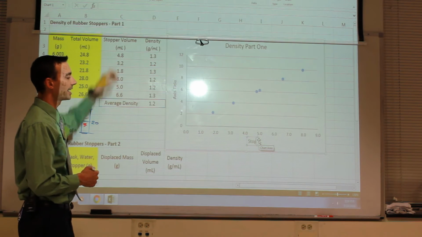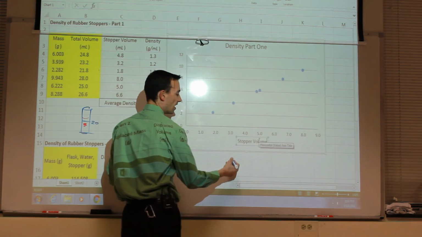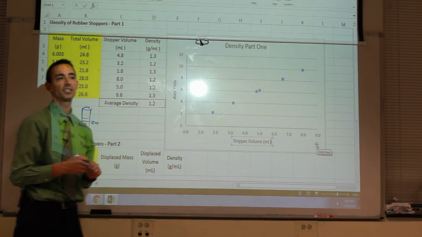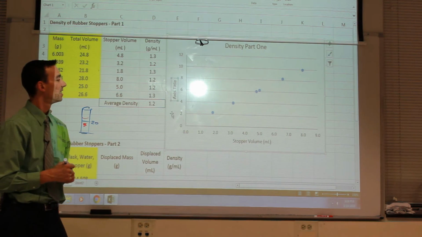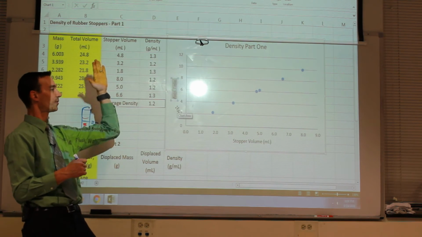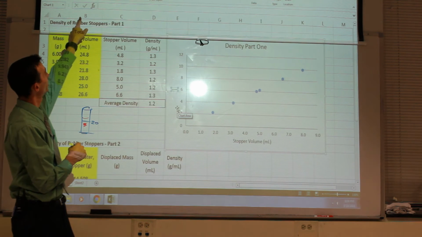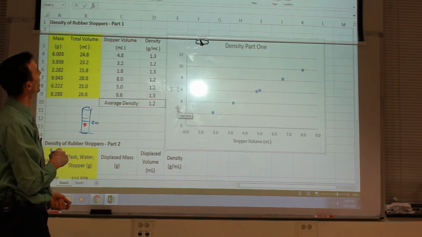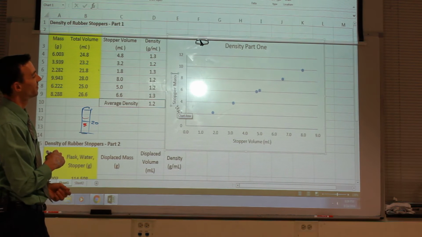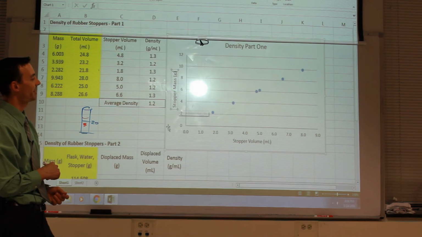And a properly labeled axis would have not only what it is, but also the units in parentheses after it. Okay? Same thing with the y. I know it's sideways, but you can type, and you'll see it's going to type up above where it lets you type sideways. Okay? Stopper mass. There we go.